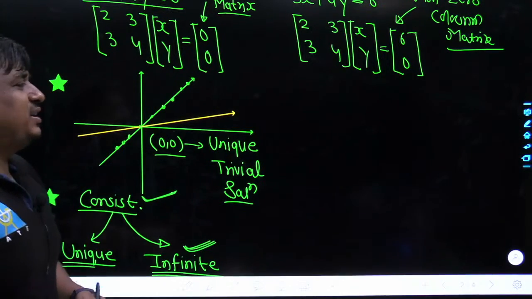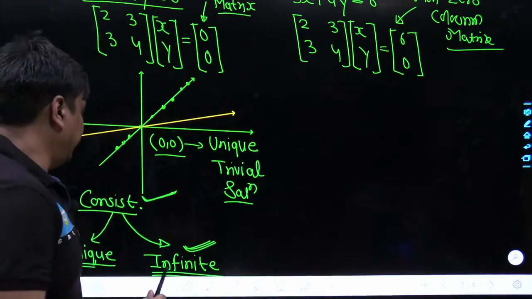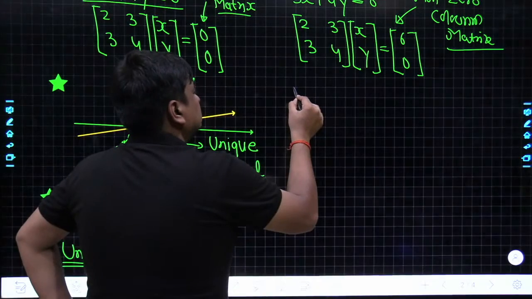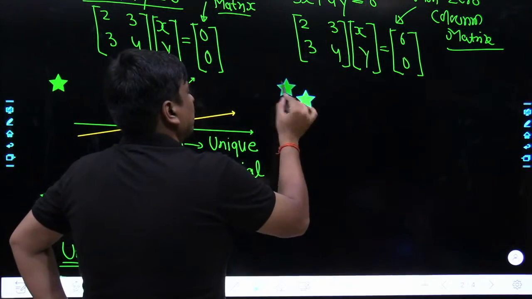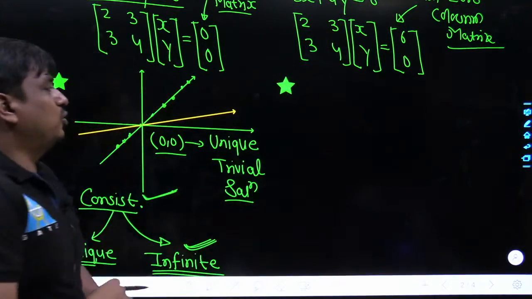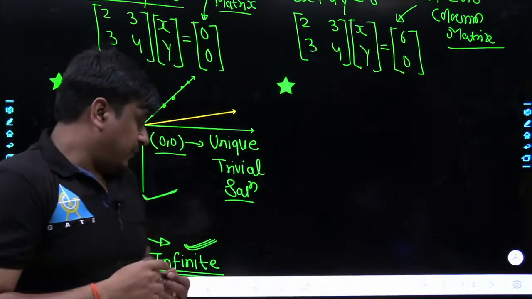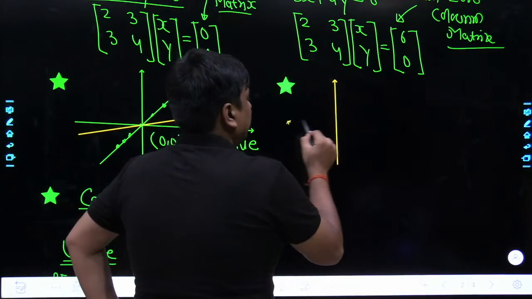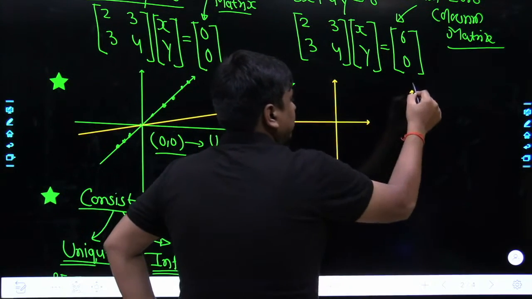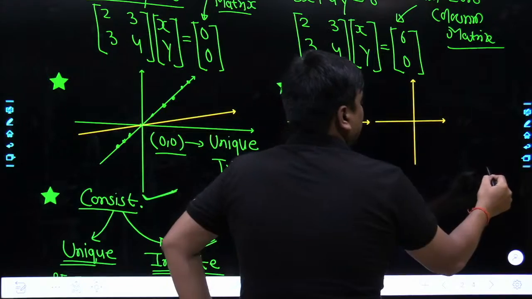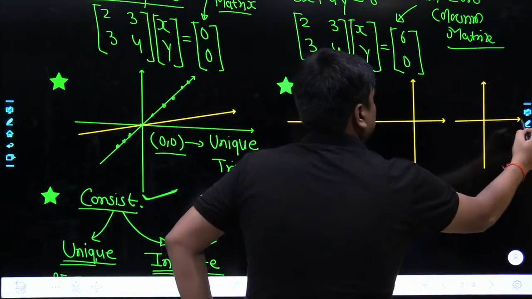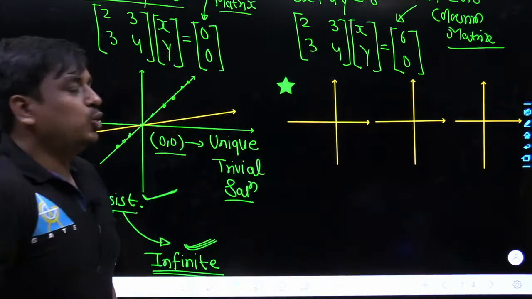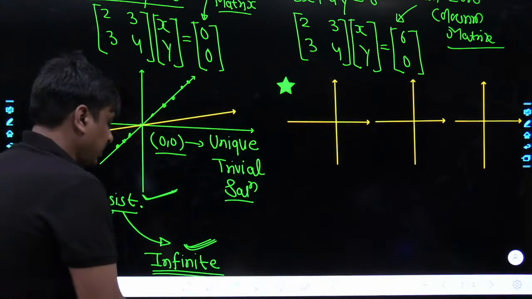But the case is a bit different in the case of non-homogeneous. You can have varieties of solution. Let me mark all of them. You can have varieties of solution. No solution. When you will have no solution, just try to understand.